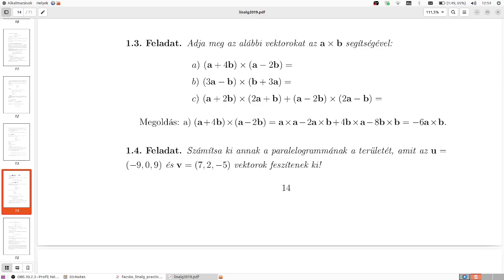Then the next task is the following. We have this expression, and we have to calculate everything and give this term as some multiple. So A cross B multiplied by something, a scalar or a vector or anything.